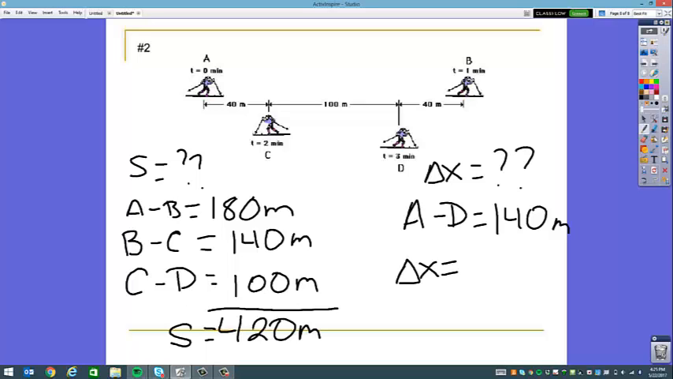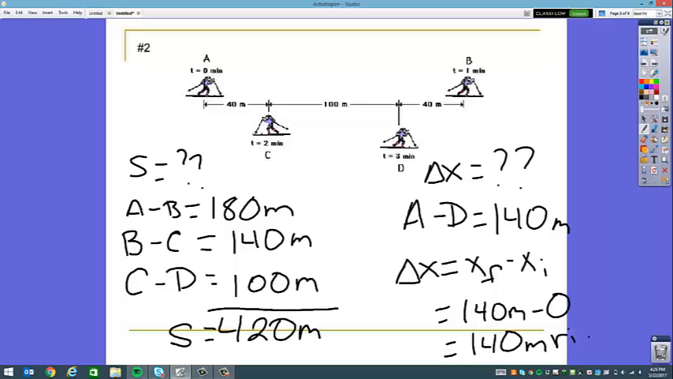So my delta X would be XF minus XI. I ended at 140 meters. I started at 0, which would be 140 meters. And again, to the right, to the east, since it's positive. So I'm just going to put to the right. Okay, so that's it for that problem. Finding your distance and your displacement.